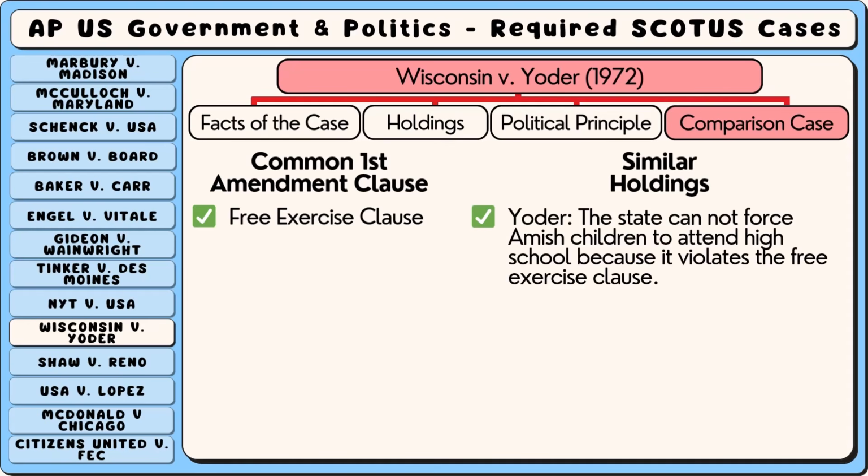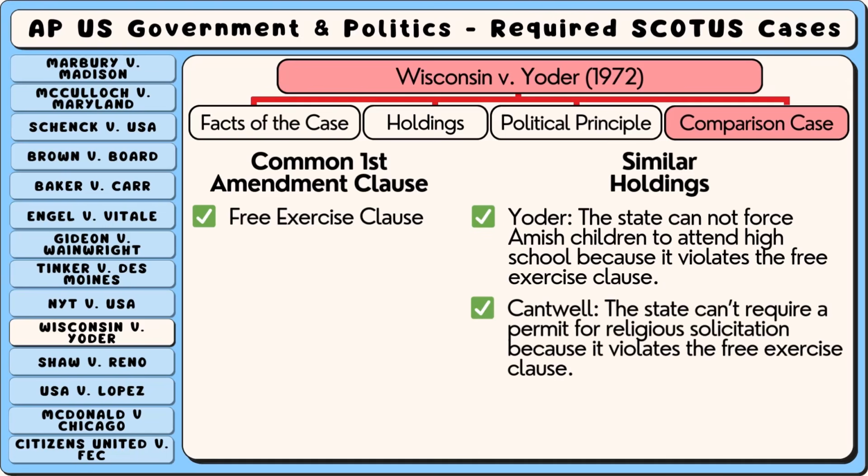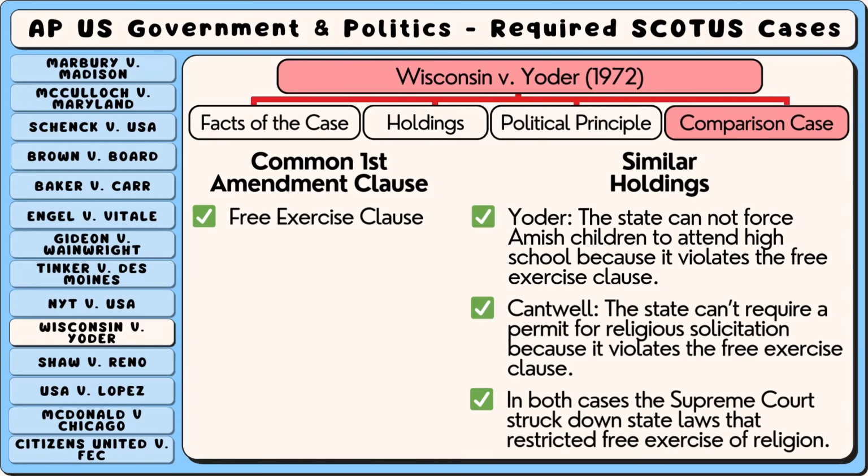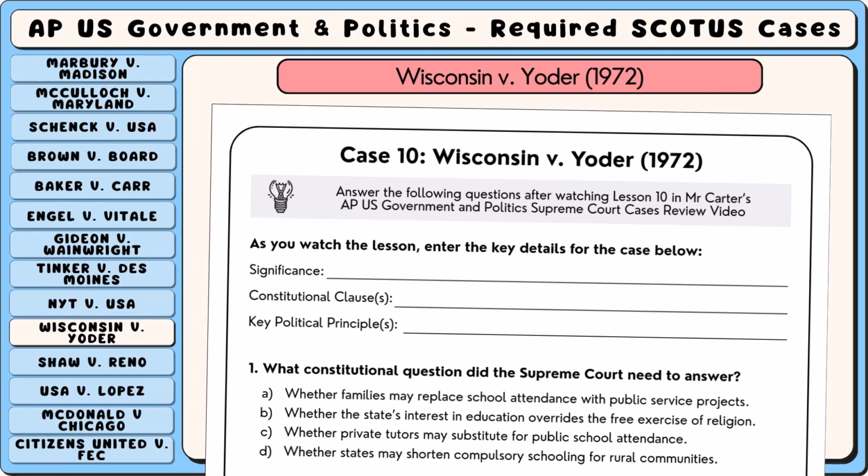The holding in Wisconsin versus Yoder was that the state could not force Amish children to attend high school because doing so violated their free exercise rights. The holding in Cantwell versus Connecticut was that the state could not require a permit for religious solicitation because that requirement also violated the free exercise of religion. So the holdings are similar because in both cases the Supreme Court struck down a state law that restricted the free exercise of religion.